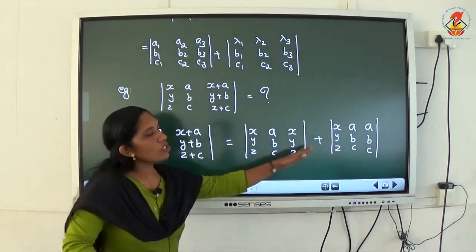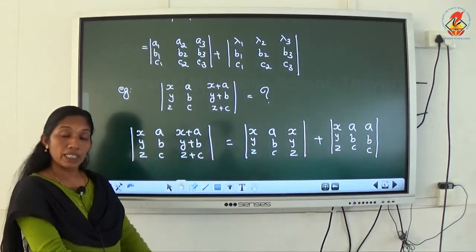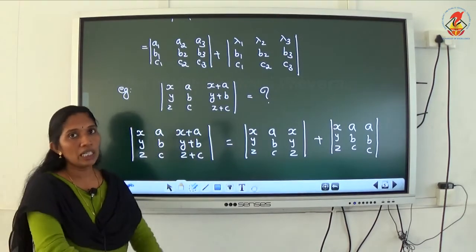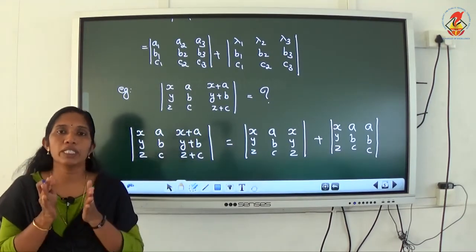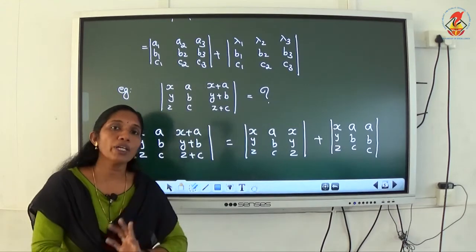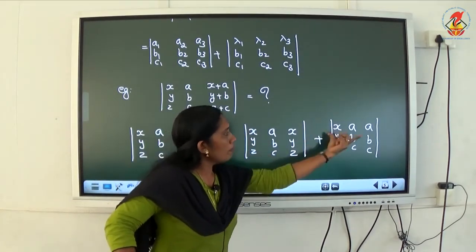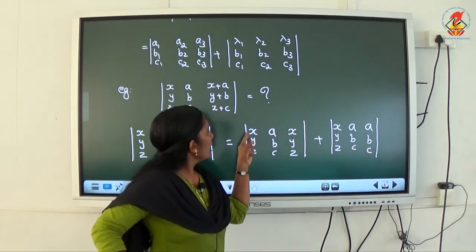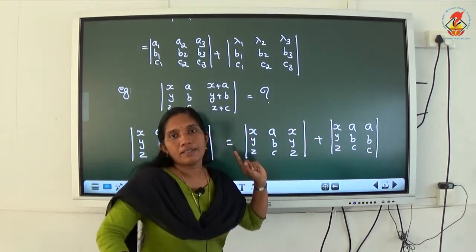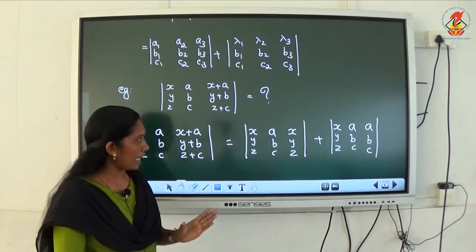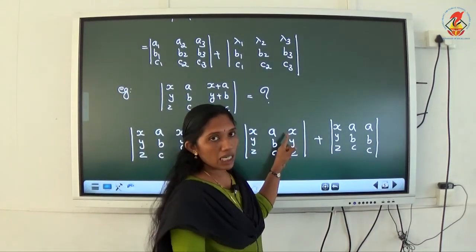So look, children, it is not like matrix addition. In the last chapter we studied matrix addition. Matrix addition means we add two matrices, where we add the corresponding elements. But for determinants, if this determinant plus this determinant, we can't add x and x like matrix addition. The addition is only for the last column.